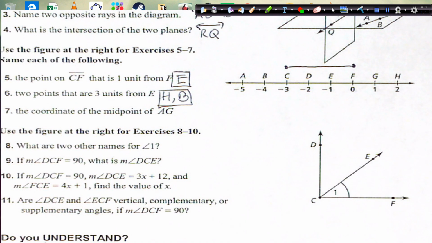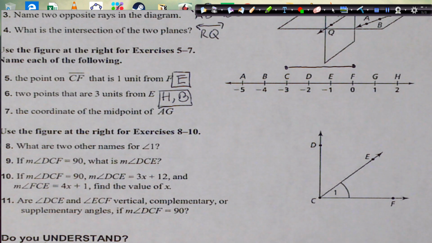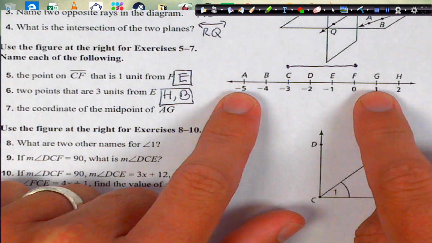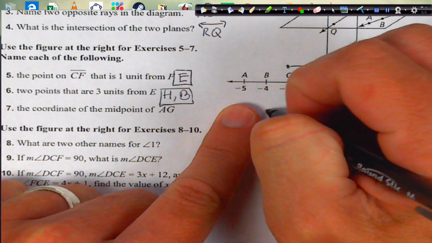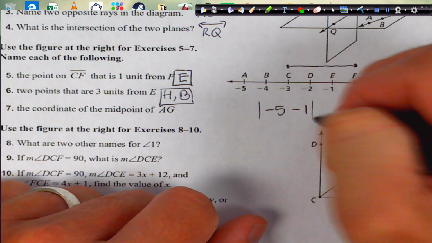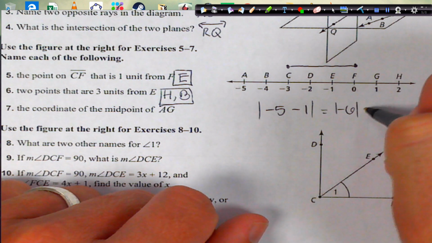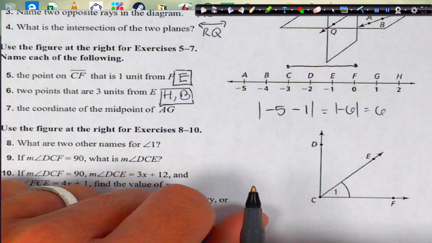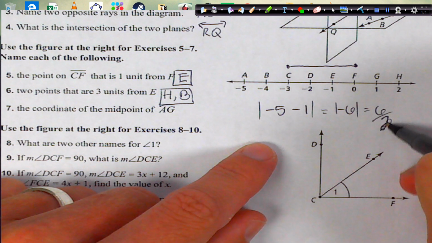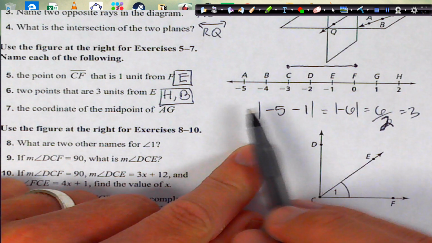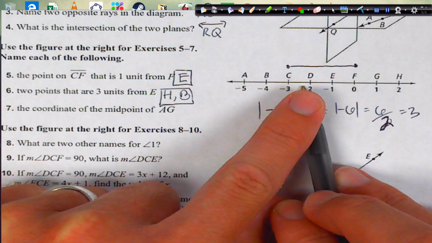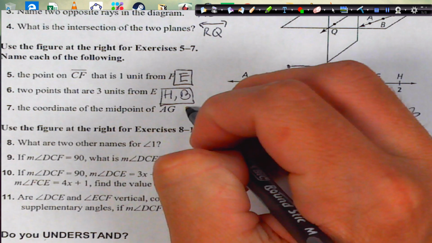And then the coordinate of the midpoint of AG. A to G is from here to here, so to find the distance from A to G, you can subtract the 2 numbers, -5 minus -1, and then just take the absolute value of that. So that's -6, which is 6. The midpoint is going to be directly in the middle, so we're going to divide by 2, which gives us 3. If I go 3 units in, I should hit my midpoint. 1, 2, and 3. That gives us D.